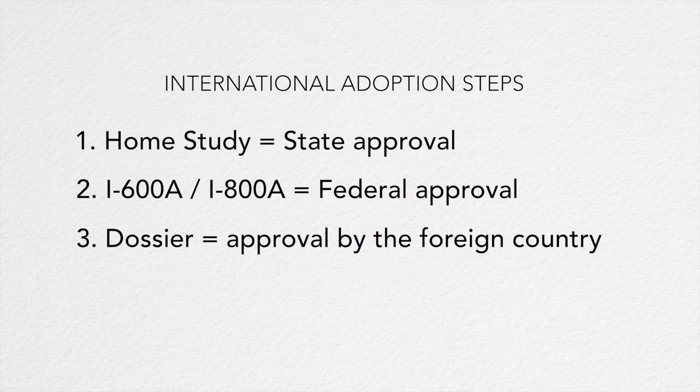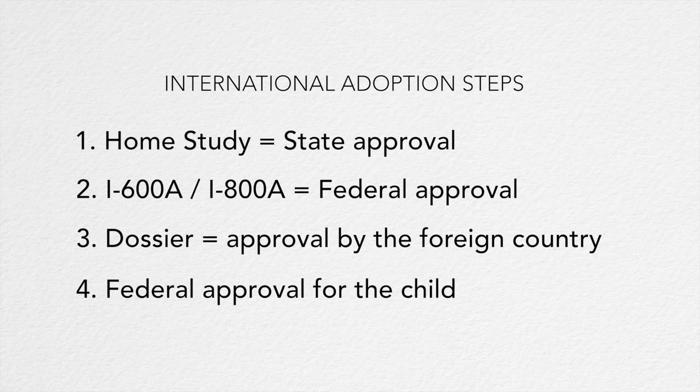So the first part of the immigration process, remember we did the home study, that's approval by the state. We did the I-600A, I-800A, that's approval by the federal government. We did the dossier, that's approval by the foreign country. Now we're going back through the federal government to get an approval for the child. So your first approval from the federal government was just for you, based on your characteristics. And the next one is based on the child.